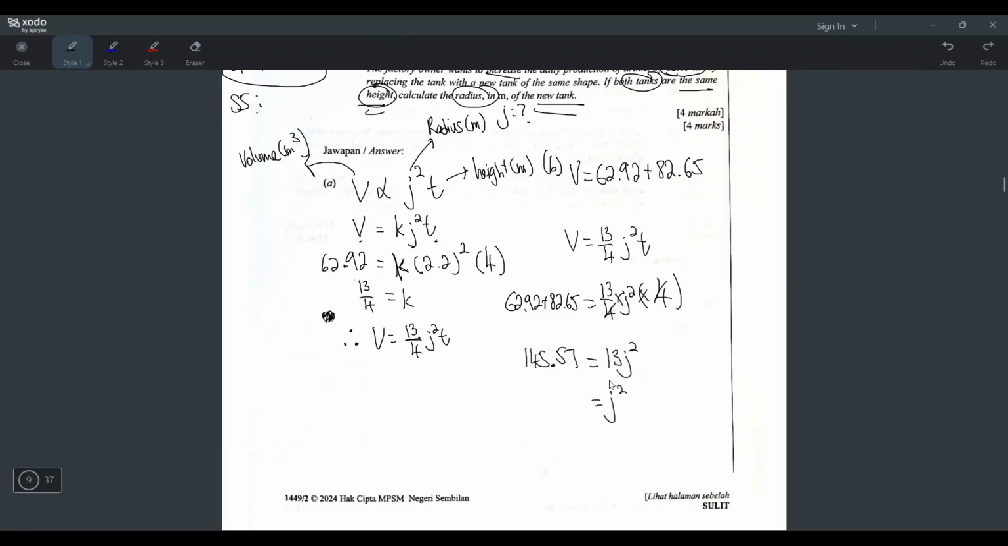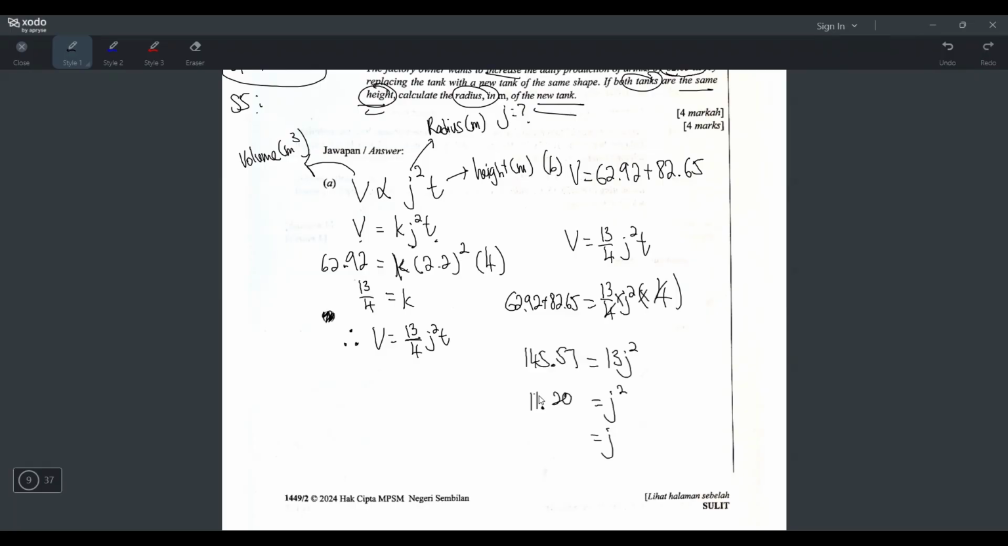So now you can find your J square. Just move the 13 over there, becomes divide 13. So you press calculator. Okay, my calculator gives me very many decimal places, and if I change to fraction, it doesn't let me change it. So I'm just going to write 11.197, so I write 20 lah. And then when I square root it, I will use the answer button, because when you use the answer button, it's more accurate. So just press square root answer.